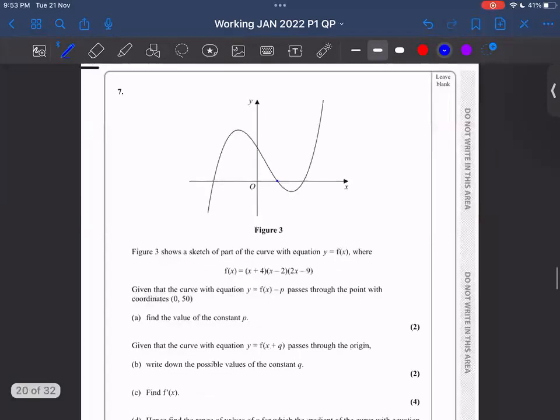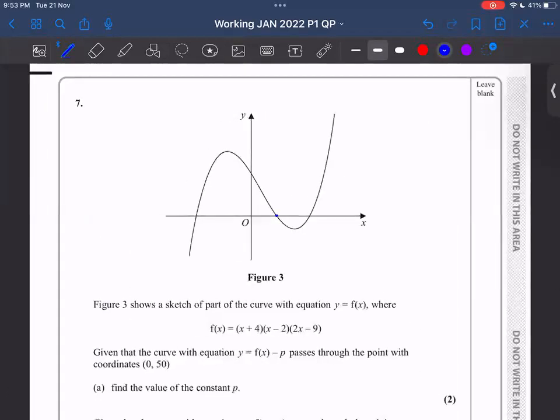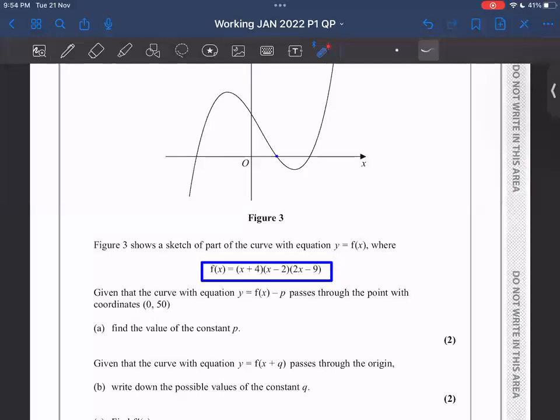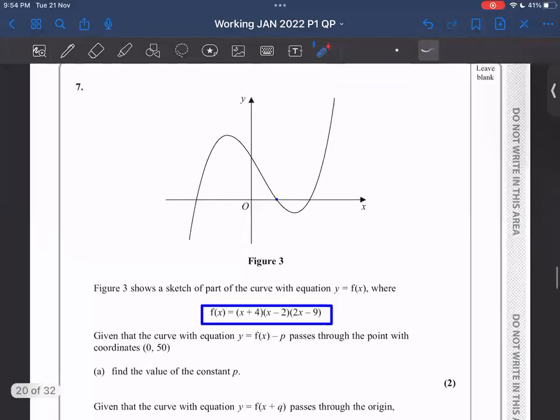Now moving on to question number 7. It says, figure 3 shows a sketch of the part of the curve with equation y equal to fx, where fx is x plus 4 into x minus 2 to x minus 10. Obviously, this is the cubic expression, and the graph is also cubic. Now, what they're asking, given that the curve with the equation fx minus p passes through a point with the coordinate 0, 50. Now, this is fx, but they are talking about fx minus p, and that fx minus p is passing through 0, 50. That's fine. Now they are asking, find the value of the constant p.